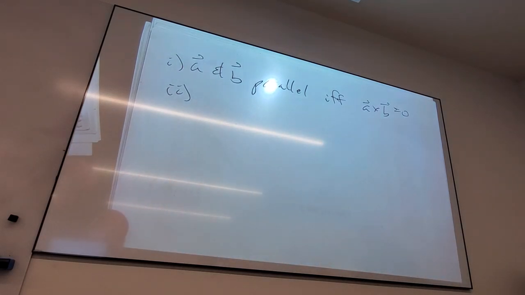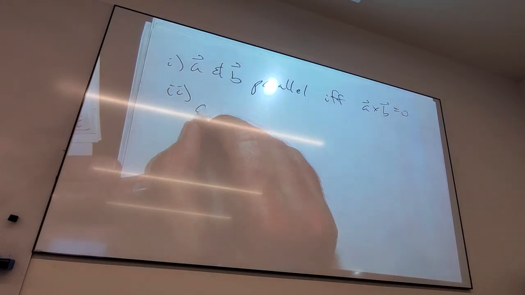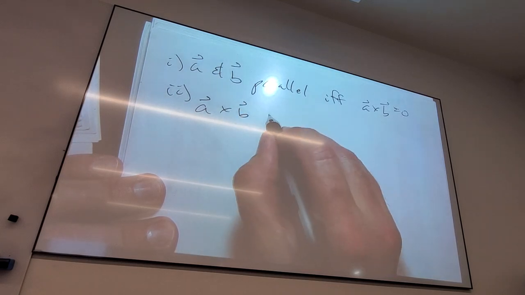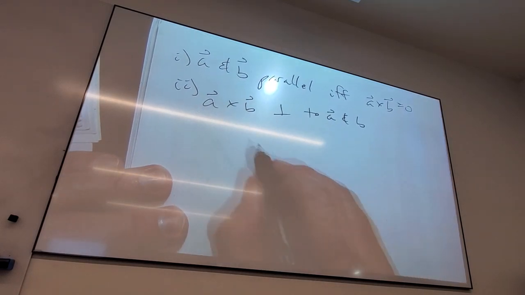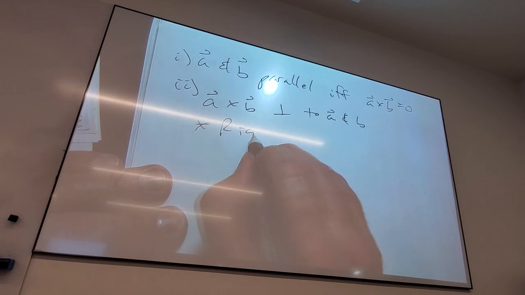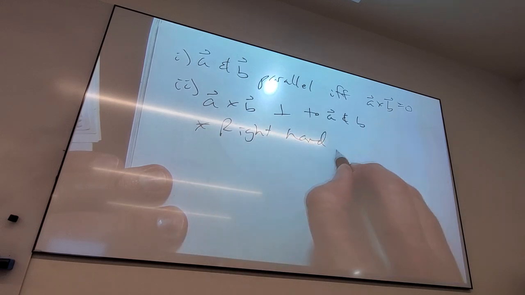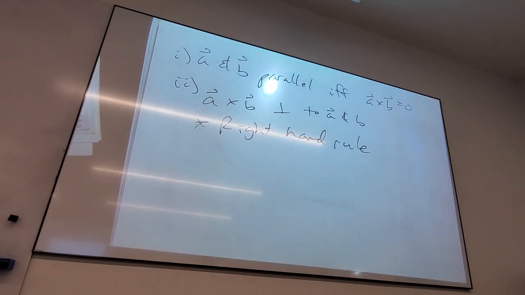Oh, and then two other things we already kind of talked about. A cross B is orthogonal to B and A. And they follow the right-hand rule. I thought there was more, but I think I already got all of it out there.